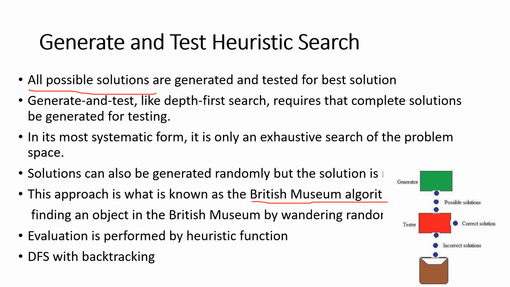And it is mentioned that DFS with backtracking. So that means when generate and test is done systematically, it looks exactly like DFS with backtracking. DFS we already discussed in the previous classes. That is, DFS generates one full solution path. If it fails, it backtracks and tries the next possibility. For example, the N-Queens problem, Sudoku, puzzle solving, and the same algorithm we can apply there also.